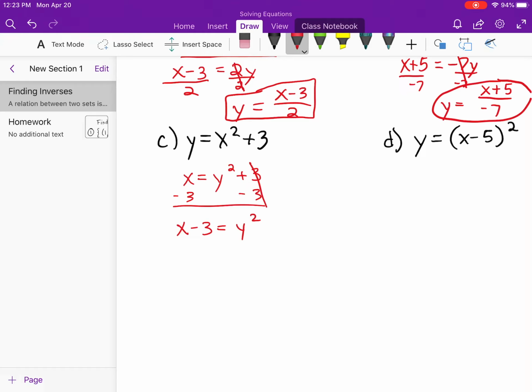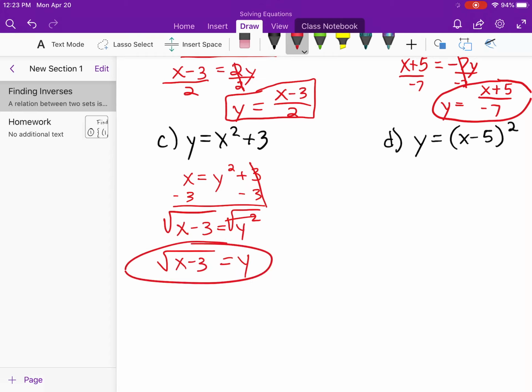And the opposite of squaring something, because I need to get this y by itself, would be to take the square root of both sides. Square root of both sides. So that's going to cancel out my square. y equals the square root of x minus 3. That's my inverse, the square root of x minus 3.